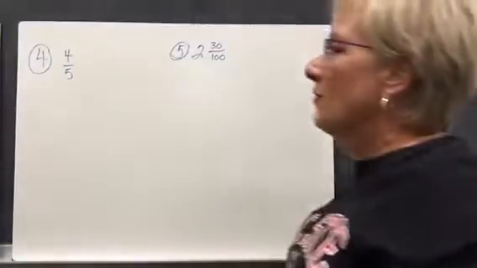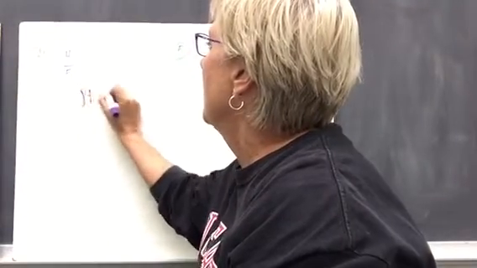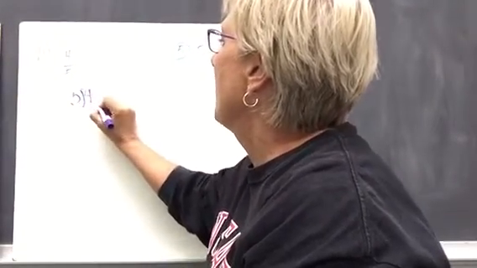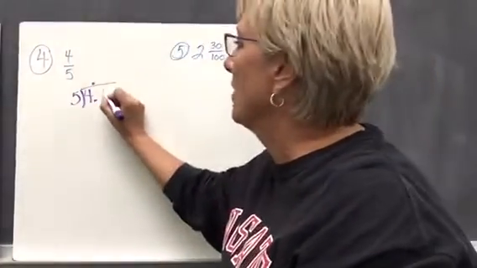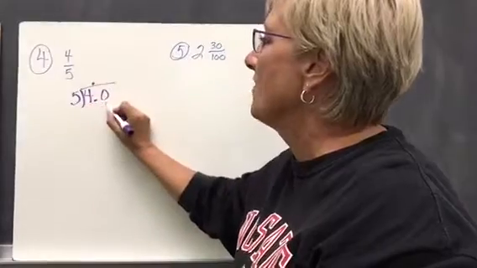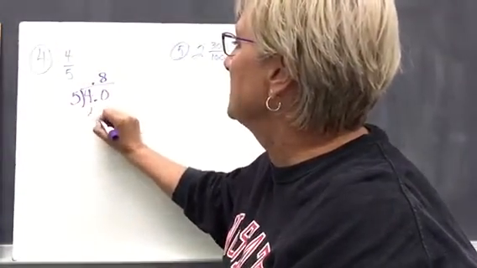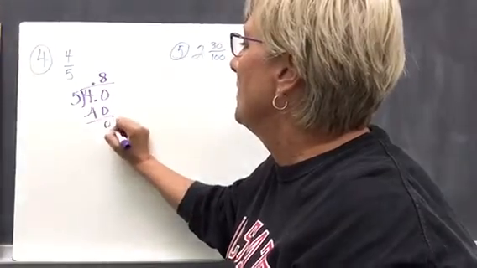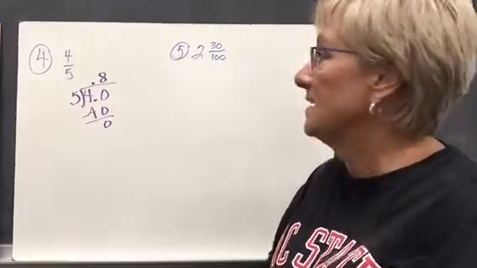Let's do one like 4/5. We're going to say 4 divided by 5. I know that 5 will not go into 4, but if I place a decimal over here, add a 0, I know that 5 will go into 40. 8 times 5 is 40, so I know that this is going to be 8/10. So 4/5 is the same thing as 8/10.